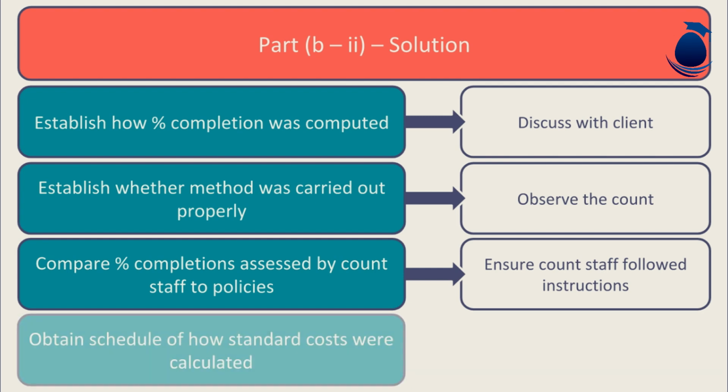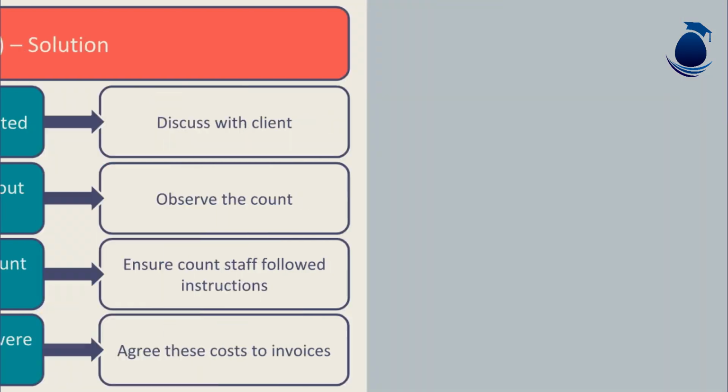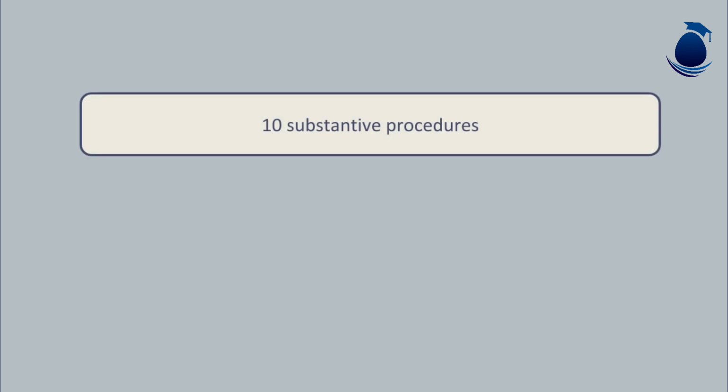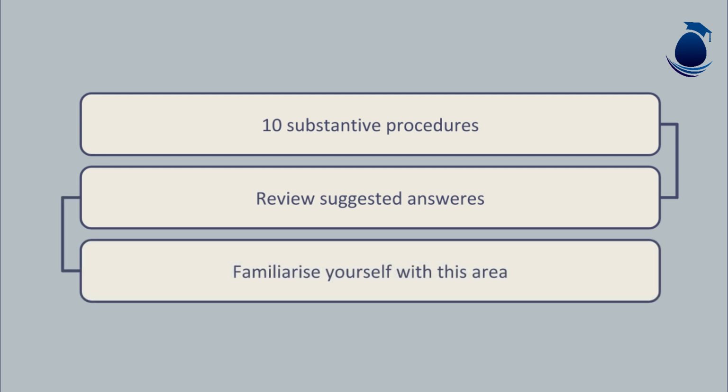The auditors should also obtain a schedule of how the standard costs were calculated. They should agree a sample of these costs to original invoices or other supporting documentation. This gives us our 10 substantive procedures. There are more for both parts, and reviewing the suggested answer for this question is recommended. The more substantive procedures you familiarize yourself with, the better you will get at answering this style of question.